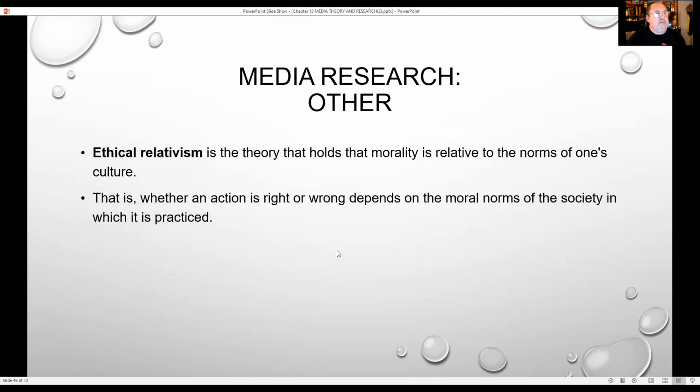And when I read these, I have a hard time believing that anybody believes any one of these completely is the only way to explain any of this. It seems to me that it takes a combination of these theories to explain human communication. So the theory holds that morality is relative to the norms of one's culture, which means something's ethical based on how you were raised or the culture you're in.